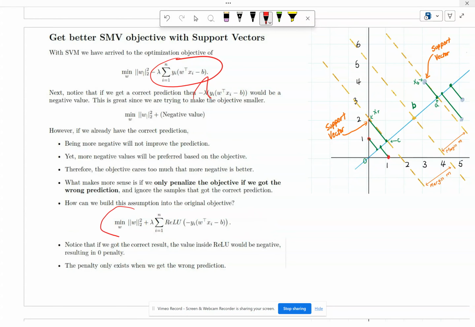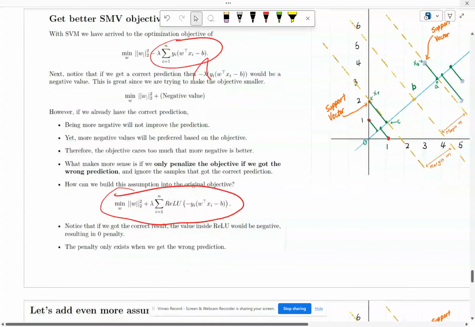Okay, and realize in this case, the penalty only exists when we get the wrong prediction. And getting a right prediction basically doesn't add anything to the penalty.